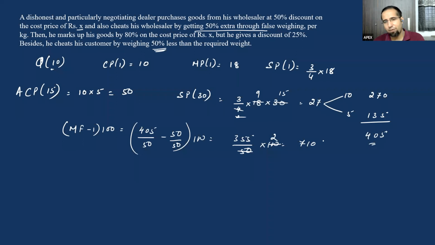So therefore your actual value here becomes 710%, which is the profit percentage in the whole transaction. Right, guys? So it's an easy question. I think you should have taken approximately 2 minutes for this question. So I think question number 1 and question number 3 were doable.